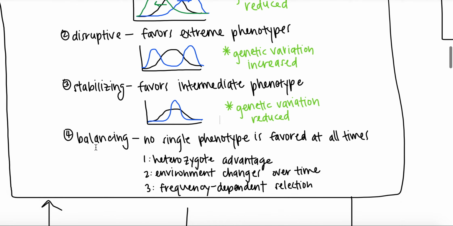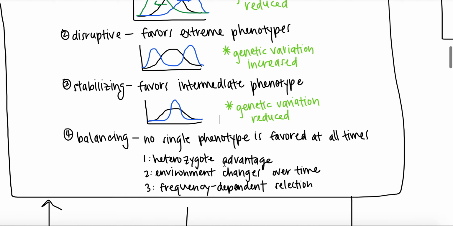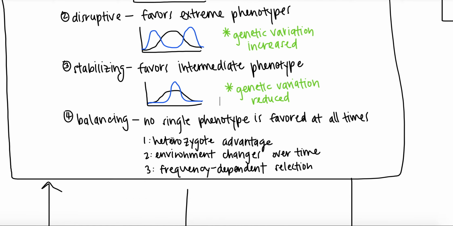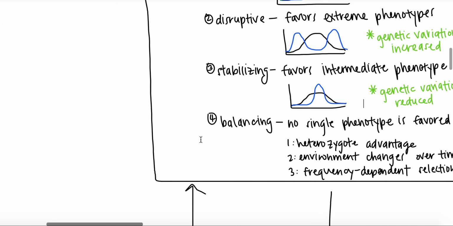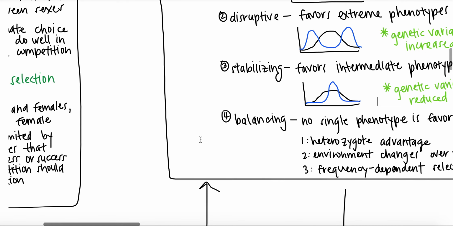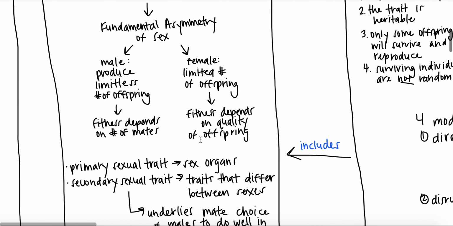And balancing selection is when no single phenotype is favored at all times. This is due to the heterozygote advantage. It's when the environment changes over time, and it is due to frequency-dependent selection. So under natural selection is the umbrella of sexual selection.